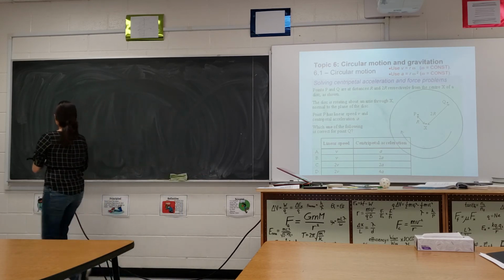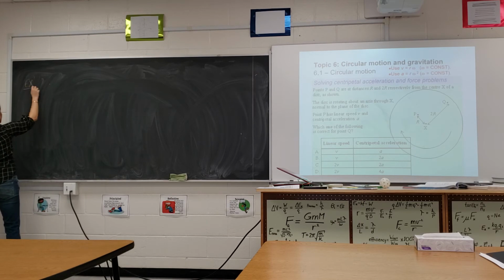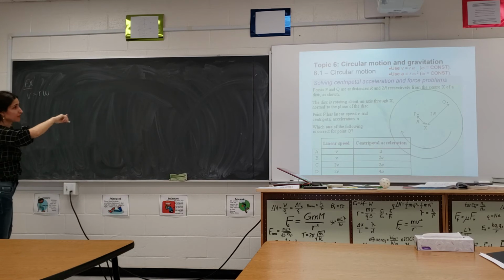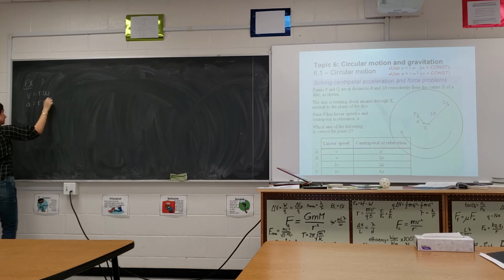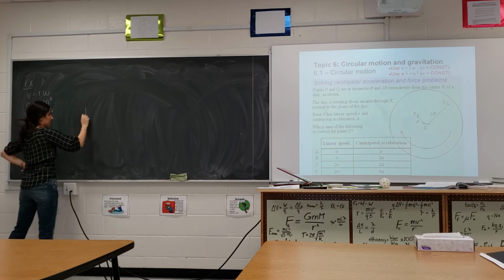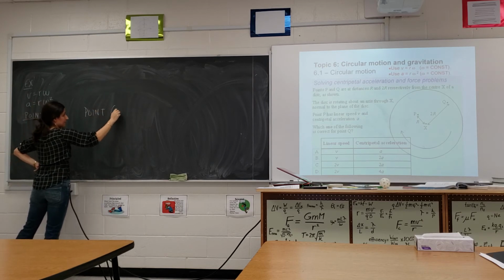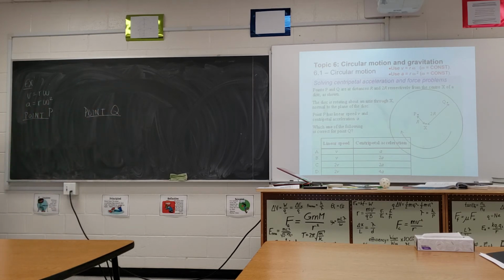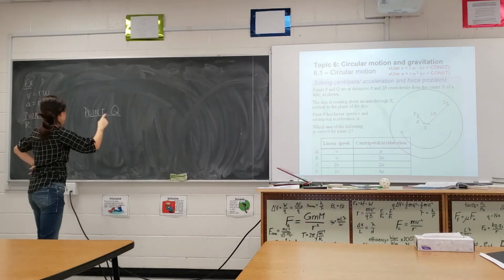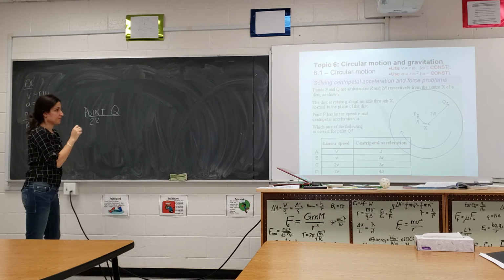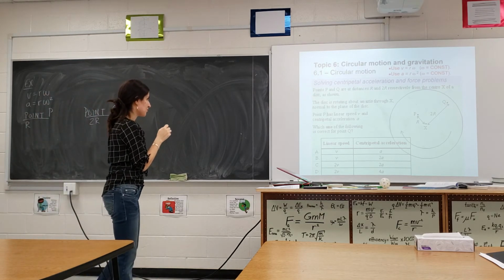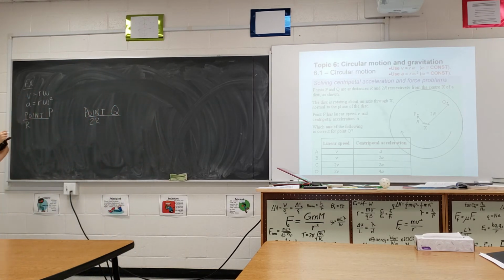So for this, we're going to use v = rω, and we're also going to use the other formula, a = rω². For point P and point Q, we're going to make some comparisons. At point P, we're at radius R. At point Q, we have radius 2R. Do we know any other information? No, not yet. Okay, so let's start with speed.